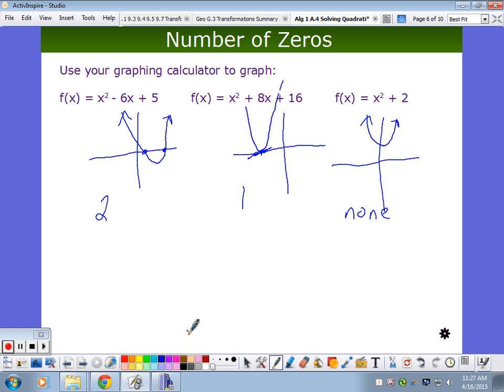Now I'm going to say this. It has 2 real zeros, 1 real zero, and no real zeros. What do I mean by real? I'm actually talking about the real number system. When you get to algebra 2, you will see that all of these have 2 zeros. It's just some of them may be imaginary. Okay, so do not worry about that. But I always say there's 2 real zeros, 1 real zero, no real zeros, because we are looking into the future. I want you to have the right language.